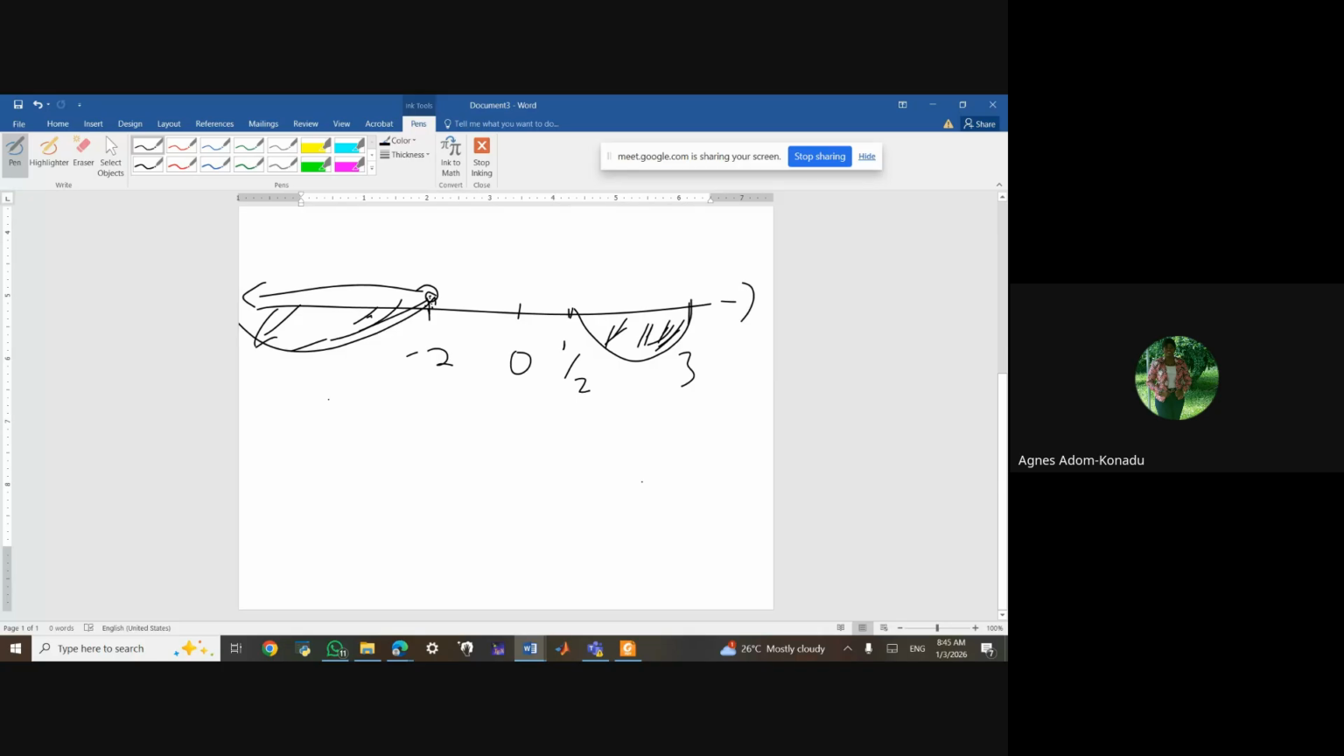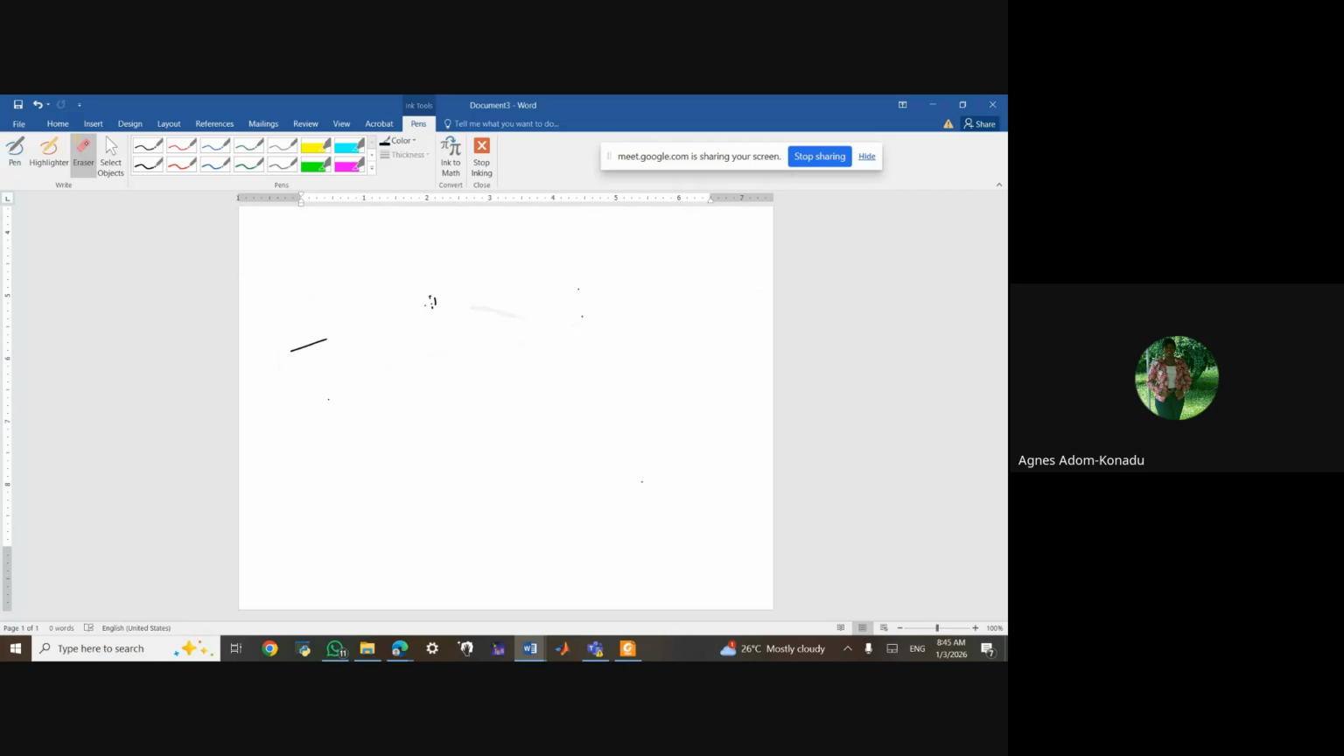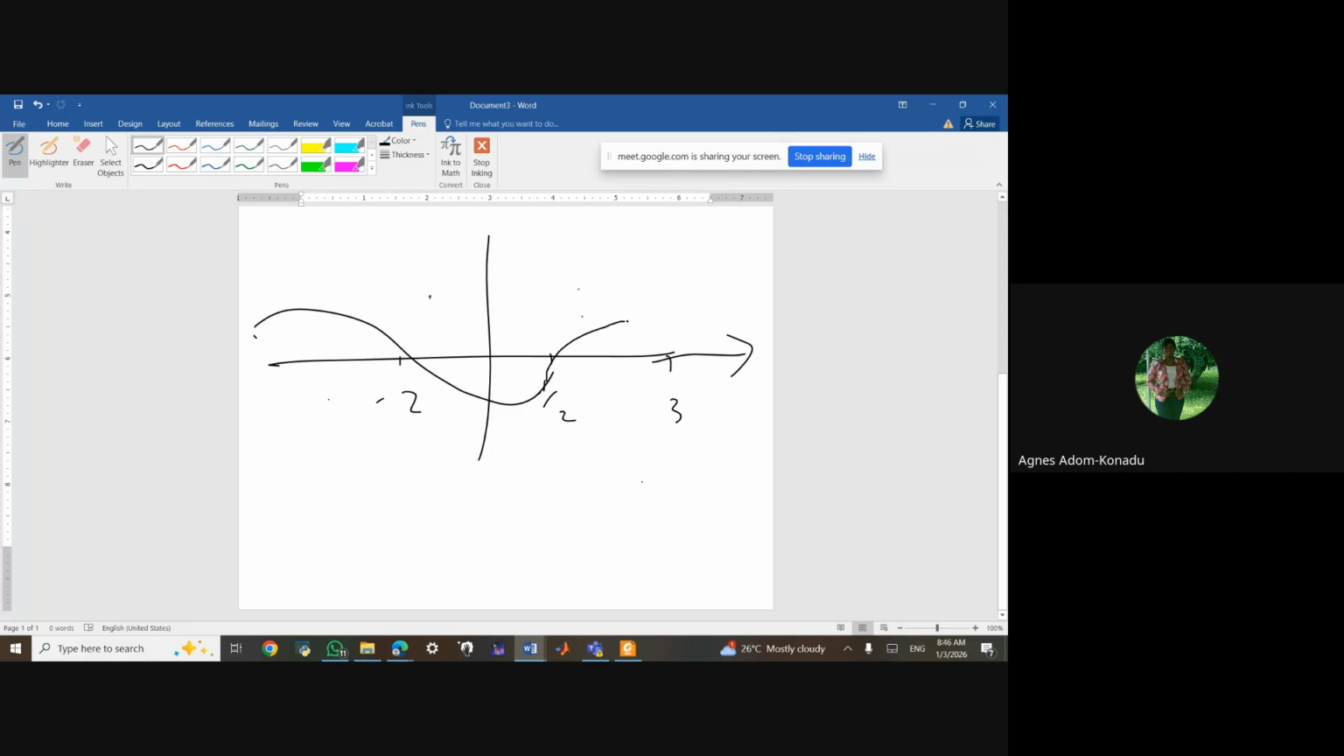Or you can, on the number line, you can draw it like this, if you want to use the number line that we used. If I want to use the graph, then I'll have half and 3, and then -2. So maybe it will move like this. This is a quadratic curve, so something like a cubic curve. So this is part of it, and then this is also part of it.